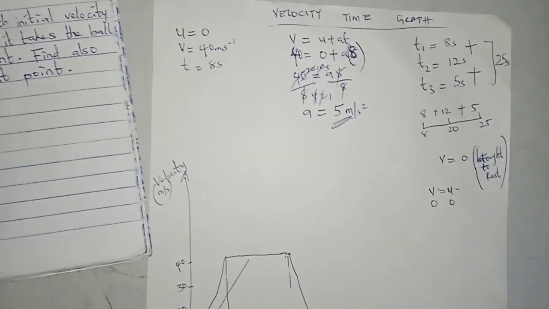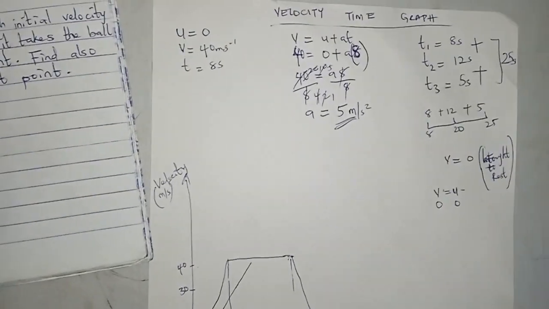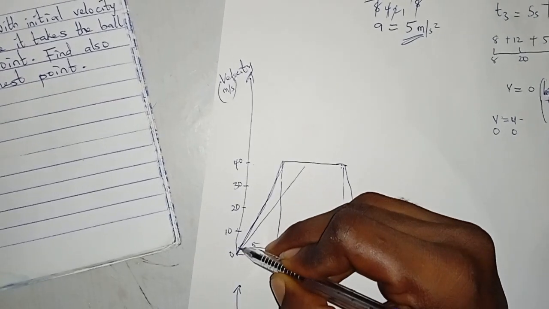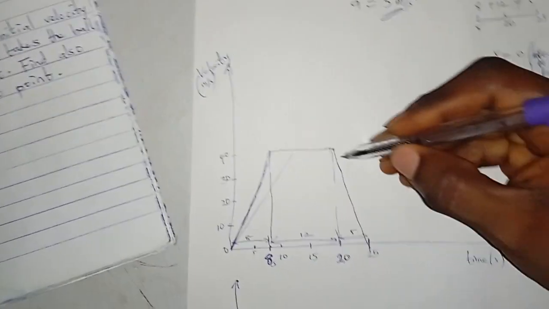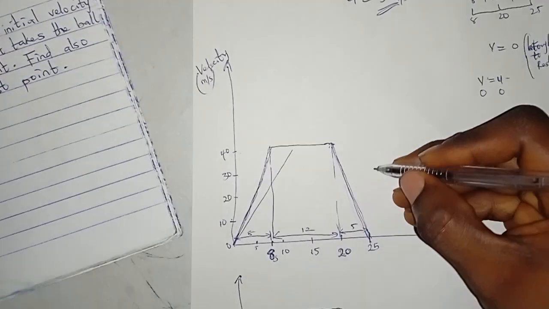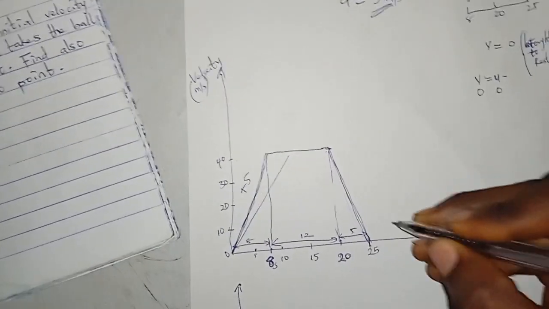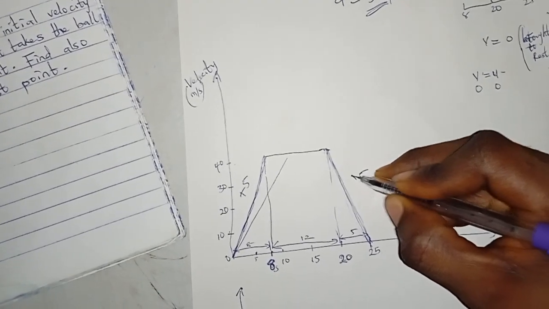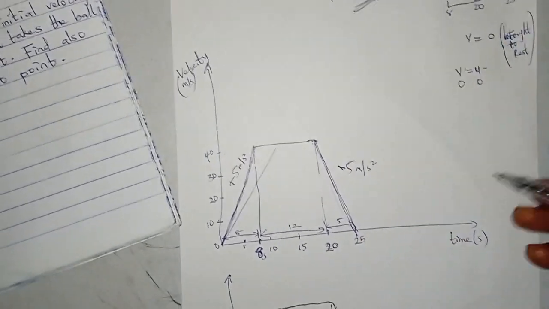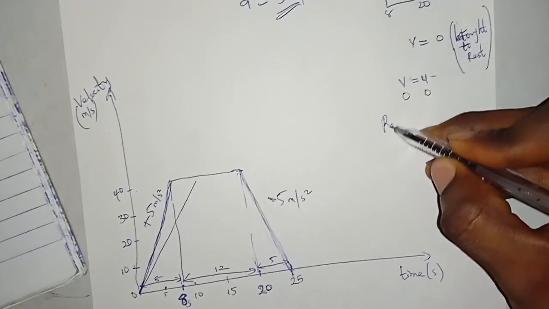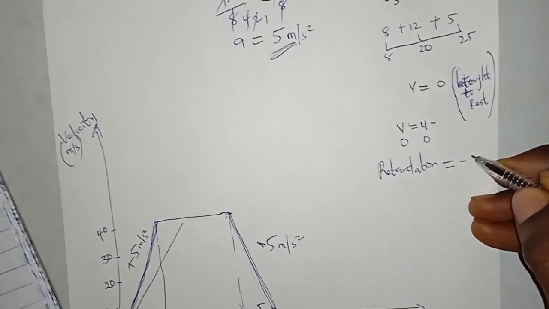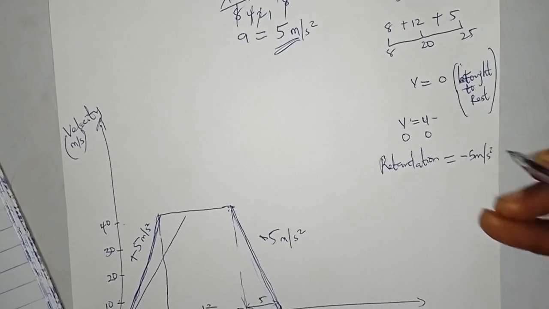But what we can do is say, since our acceleration, see the height of our acceleration, they said this is 5 meter per second squared, and notice that this is the deceleration. So as it's decelerating, it's almost the same height. The only thing is that this one is positive 5, this one is negative 5 meter per second squared. So our deceleration or retardation is equal to negative 5 meter per second squared.